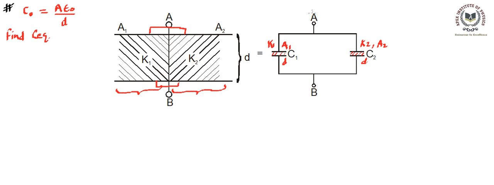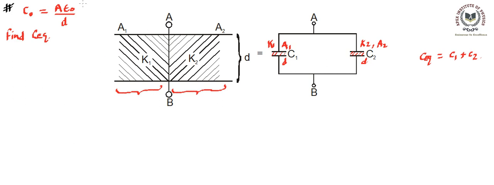Hence we can say the capacitors will be having the upper plate at the same potential and lower plates at the same potential. That means they will be in parallel combination. Once we have identified this parallel combination, then we can easily find out what the C equivalent is going to be. So we can say C equivalent will be equal to C1 plus C2, because we know in parallel combination we simply write C1 plus C2.